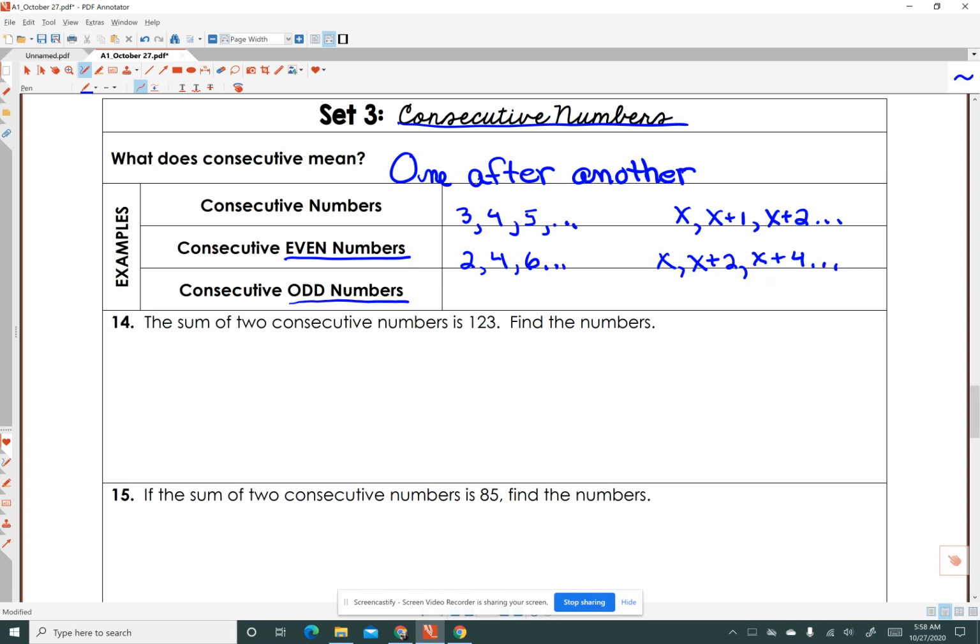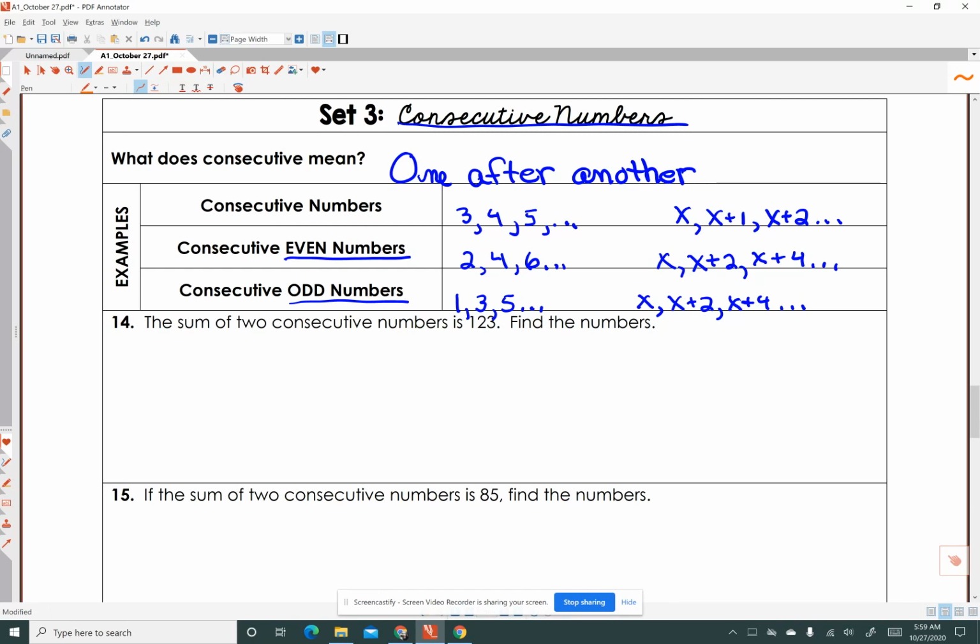Consecutive odd numbers, for example, we could start with the lowest one, the easiest one, 1, then 3, then 5, and so forth. And if 1 is our x, then 3 would be our x plus 2. It's 2 more than 1. Our 5 would be x plus 4. It's 4 more than 1. Okay, you see how that works. So let's use this kind of knowledge to solve a few problems.